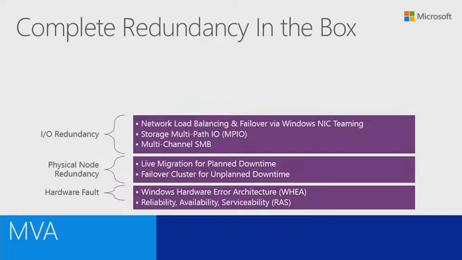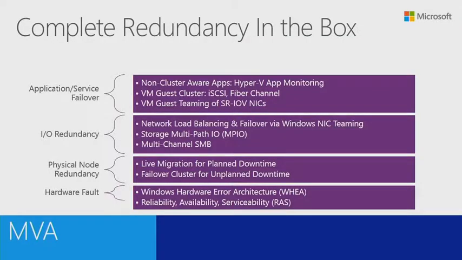If we then move up the stack again to I/O redundancy, we've got redundancy now both at storage and networking. So networking load balancing and failover via Windows NIC teaming, done in the box. Storage multipath I/O, that's been in the box now. That provides MPIO for both iSCSI and Fiber Channel, both from a host level as well as a guest level. In addition, we've got multi-channel SMB. So if you're using a file server as the back-end storage, guess what? We've given you redundancy at that level.